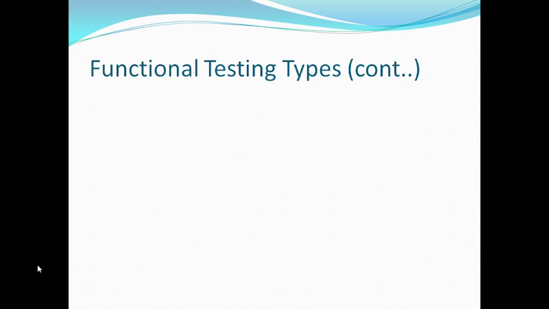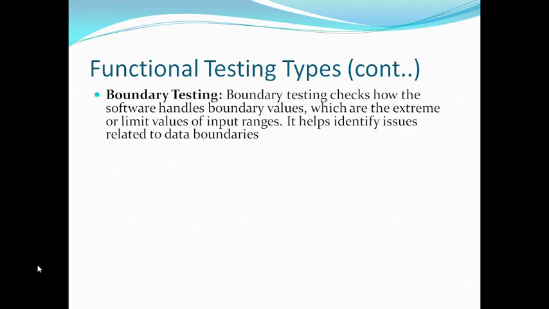Hi, welcome back. Let us continue with different types of functional testing. Boundary testing. Boundary testing checks how the software handles boundary values, which are extreme or limit values of input range. It helps identify issues related to data boundaries.